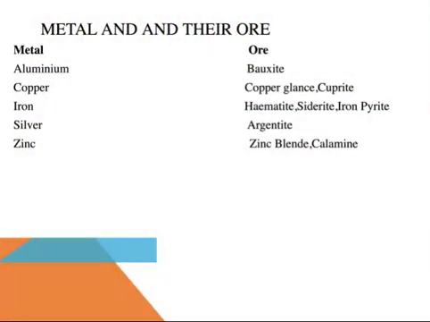In this slide, I've shown you some metals and their ores. The metal aluminium is extracted from its ore bauxite. The metal copper is extracted from its ore copper glance or cuprite. The metal iron is extracted from its ore hematite, siderite, iron pyrite. The metal silver is extracted from its ore argentite. And next is the metal zinc. It is extracted from its ore, zinc blende or calamine.